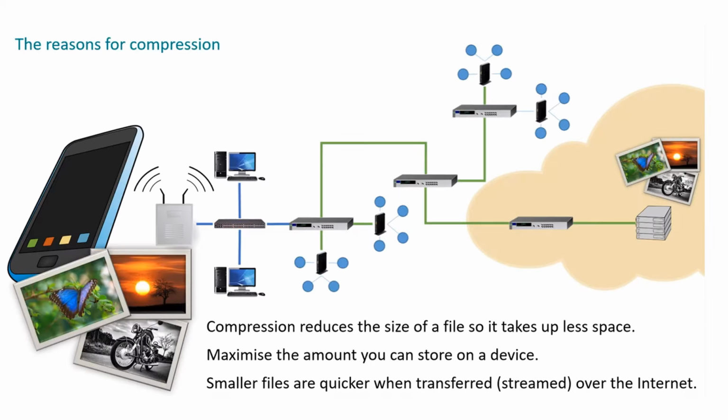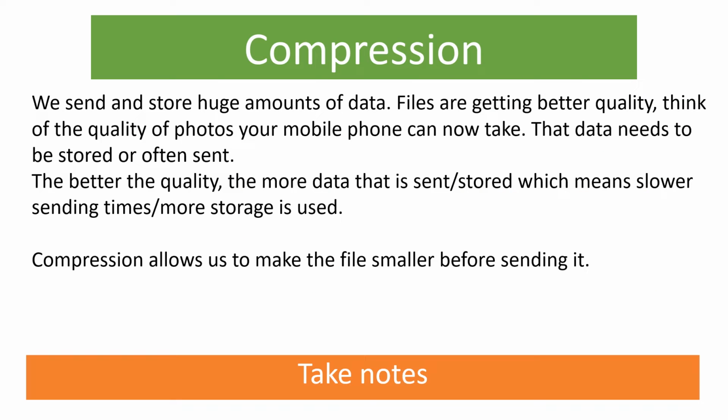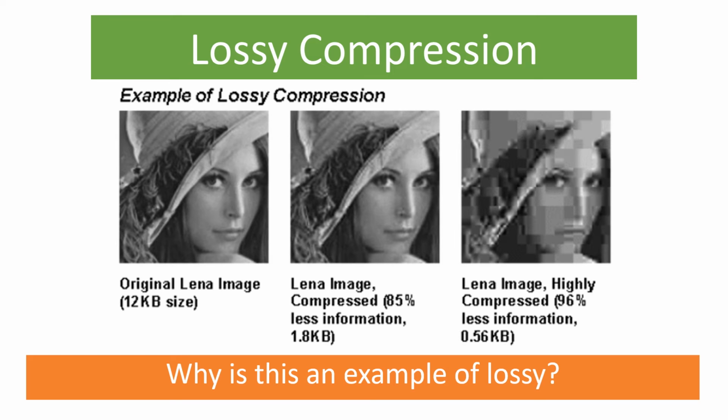On a computer, the purpose of compression is to reduce the file size, so it takes up less space, or it minimises the transfer rate of data which is streamed over the internet. As we improve the quality of data, that means we have significantly more data to send over the internet. And compression, remember, allows us to make this smaller. There are two types of compression: lossy and lossless.